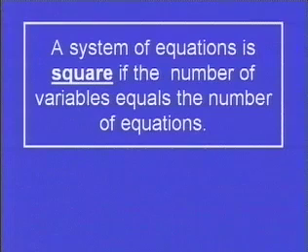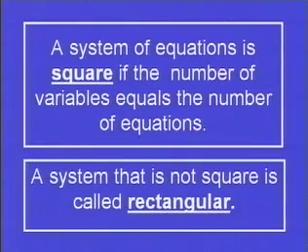A system of equations is square if the number of variables equals the number of equations. So simply count the number of variables, count the number of equations. If they're the same number, then it's a square system. A system that is not square is called rectangular. That's pretty predictable, huh?